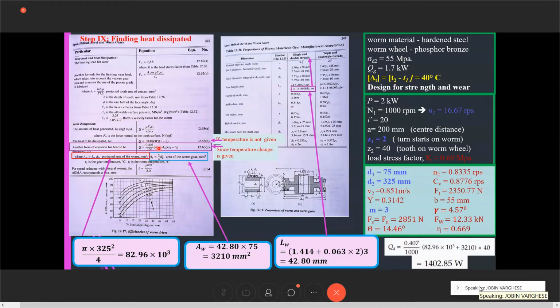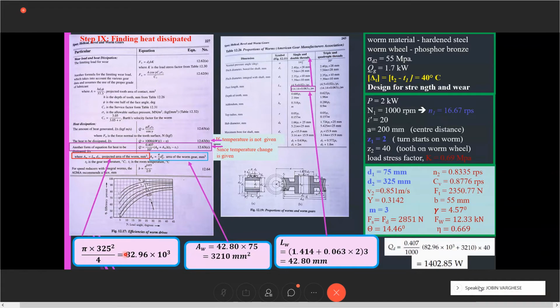Now there are factors called Ag and AW. Ag equal to pi by 4 d square is the area of the worm gear, and AW is equal to the projected area of the worm, that is LW into D1. To calculate LW, we come to page number 243, where LW, the face length, is given as 14.4 plus 0.063 Z1 into m. This is taken for single and double threads. Our thread is a double thread. When it's a triple thread, we have to calculate this one, however the equation is the same for both.